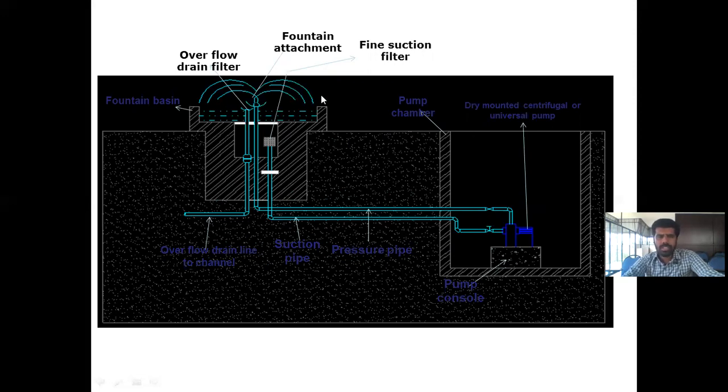That's all. So you can see here is the fountain basin, overflow drain line to the channel. Okay, this is the fountain attachment. This water is being sprayed. Okay, this is the fine suction filter, and this is the suction pipe. This will be sucked by the help of a dry mounted centrifugal pump. From there, it is pumped back into the fountain system. Okay, so this is the suction pipe, and this is the pressure pipe.